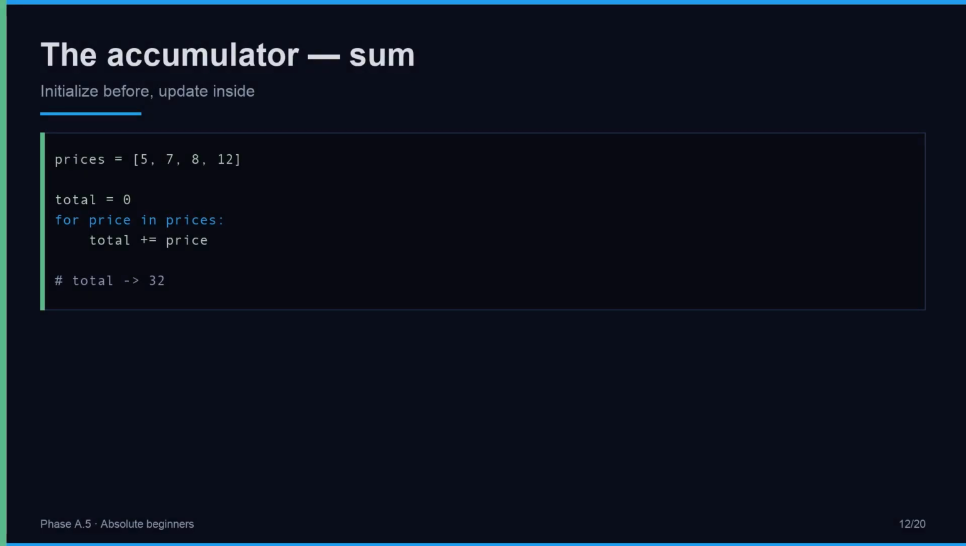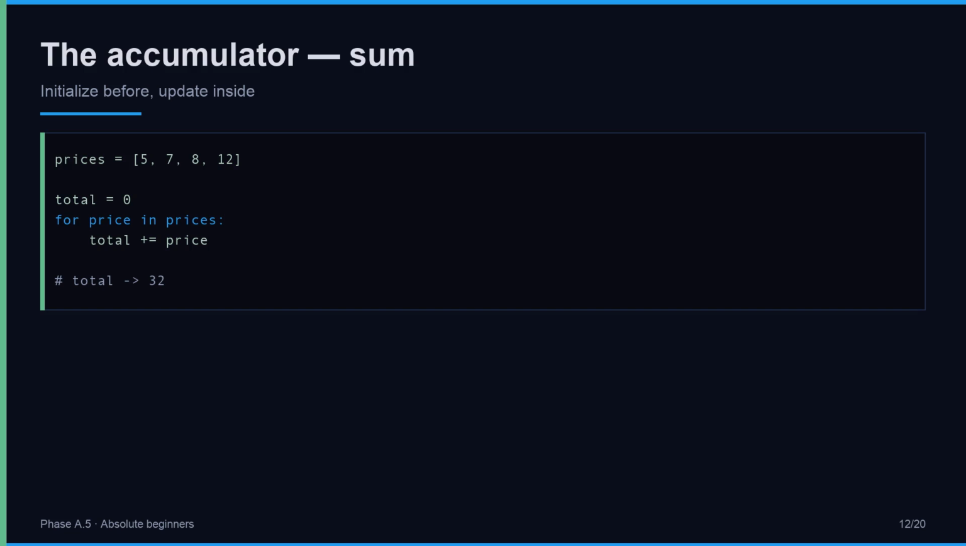Here is one of the most useful patterns in programming, the accumulator. You want the total of a list of prices. Start a variable called total at 0 before the loop. Inside the body, add the current item to total with plus equals. After the loop, total holds the sum. Walk through it: total 0, then 5, then 12, then 20, then 32. Each pass adds one item. The variable grows, or accumulates, until the list ends.